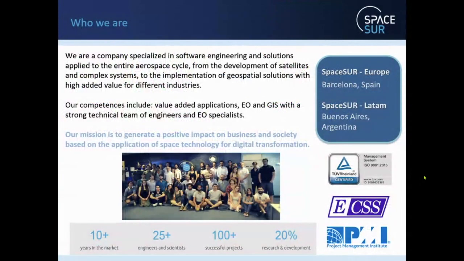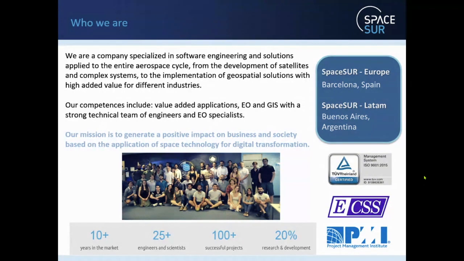We are a company working in the EO arena, specialized in software engineering and solutions applied to the entire aerospace cycle. Our mission is to generate a positive impact on business and society based on the application of space technology for digital transformation. We have offices in Barcelona, Spain, and development platform solutions in Buenos Aires, Argentina.